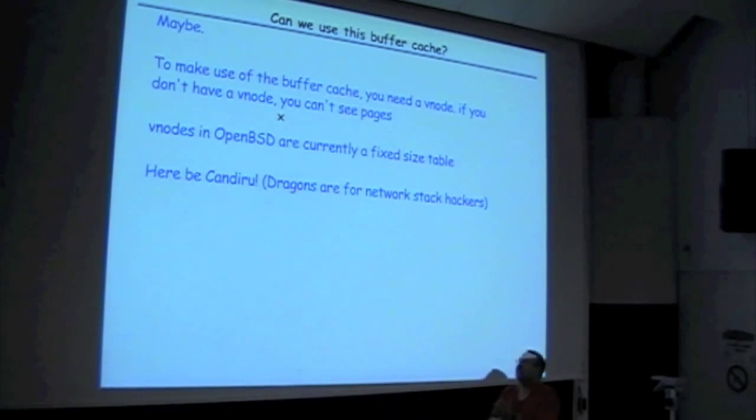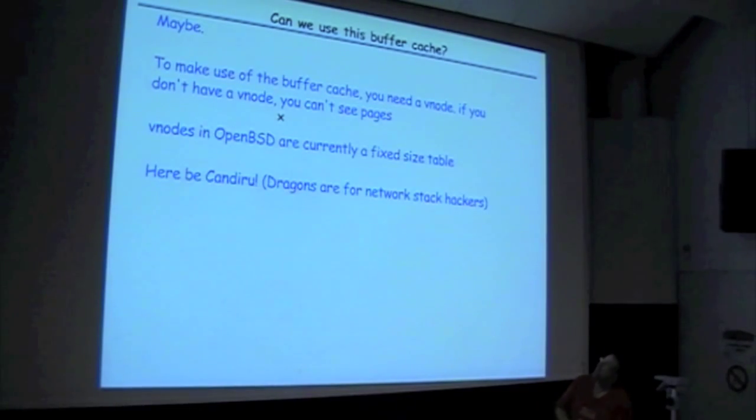And it gets worse. To make use of the buffer cache, you need a vnode. If you don't have a vnode, you can't see the pages. The pages are hung off of a vnode. Well, currently in OpenBSD, vnodes are a fixed size table. So you think, well, we could make the buffer cache dynamic. Let's make the vnodes dynamic, right? How hard can this be?